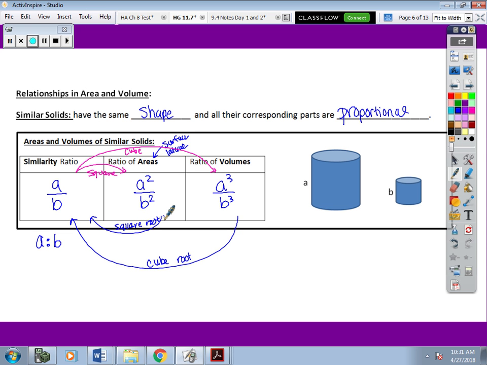Now, what if I wanted you to go from volume to area? Perfect. You will cube root it first to get the similarity ratio, then you'll square it to get the area ratio. So sometimes you'll have to do two things to get to what you want.